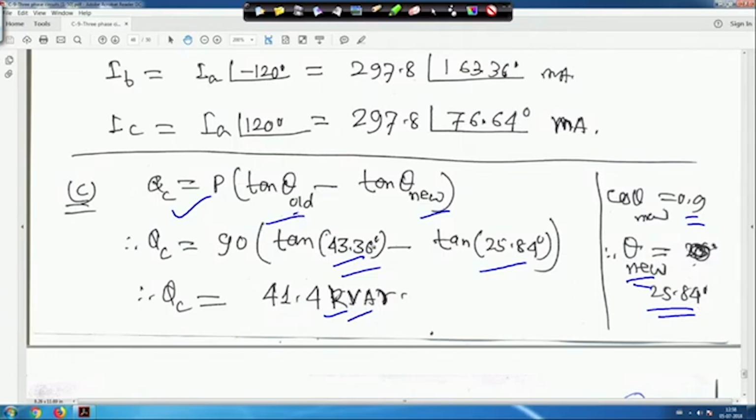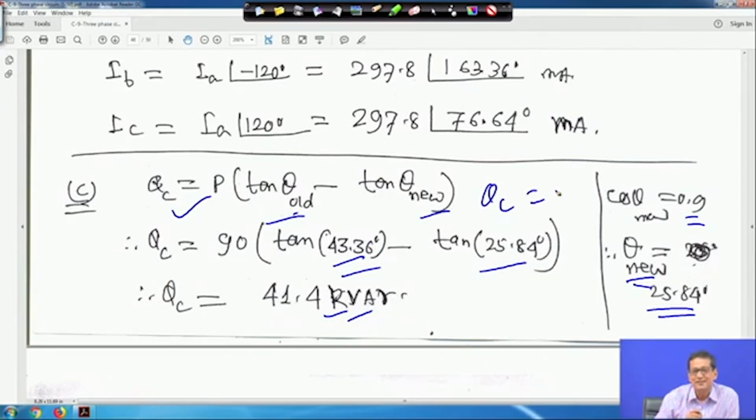This is a small exercise, I am leaving up to you. You please do it, right. You draw a triangle, power triangle, and from there you find out the expression of QC, right. You draw a power triangle and you do it yourself. So this one I am leaving up to you, right.